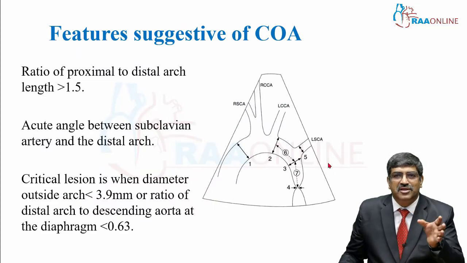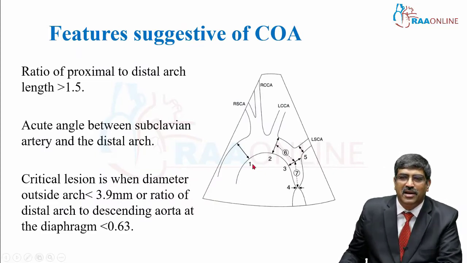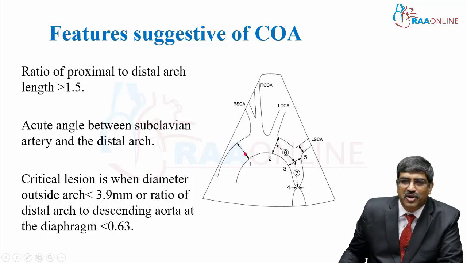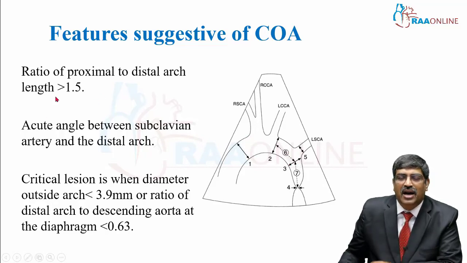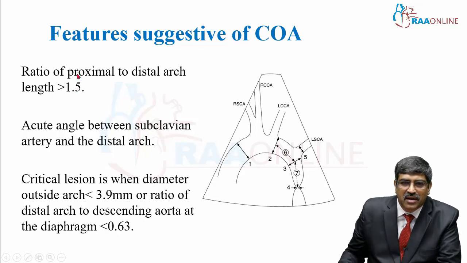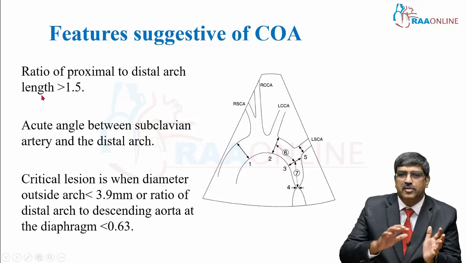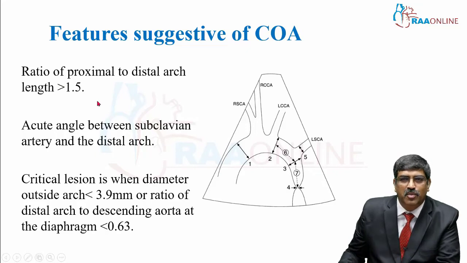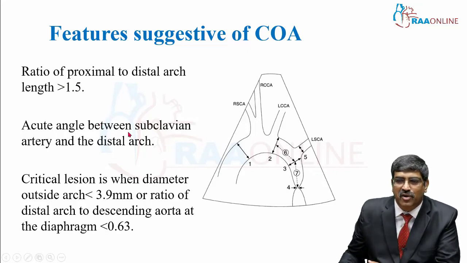What are the various features which are suggestive of coarctation in the newborn period? The first and foremost is going to be the ratio of the proximal and the distal arch. The proximal arch will be slightly bigger than the distal arch, and if the proximal to distal arch ratio is greater than 1.5, you can suspect coarctation of aorta.